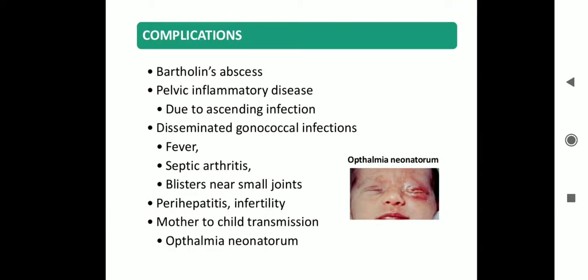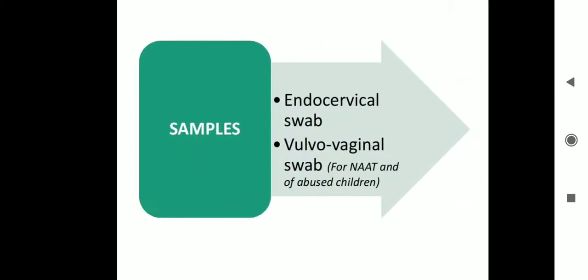What are the complications? Bartholin's abscess, pelvic inflammatory disease due to ascending infection, disseminated gonococcal infection like fever, septic arthritis, blisters near small joints, perihepatitis, infertility, and mother-to-child transmission, which is ophthalmia neonatorum.